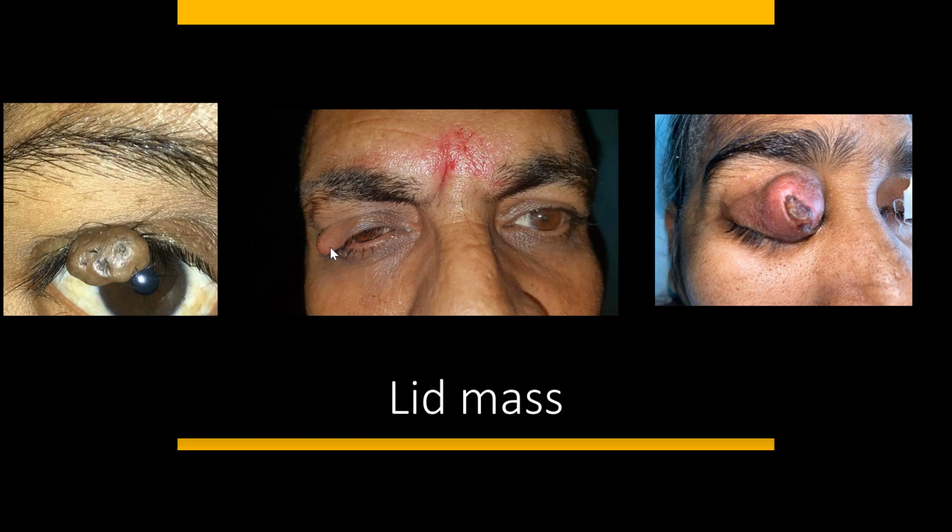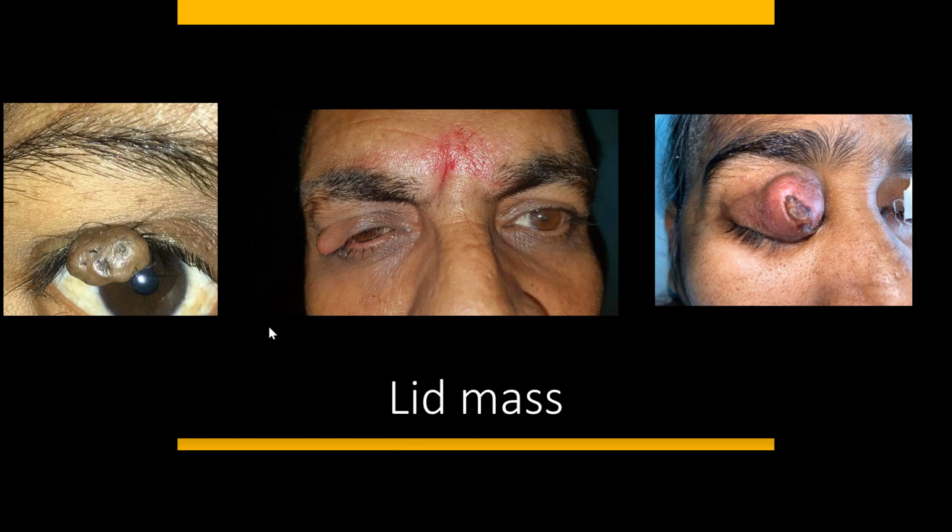Also, one more thing: when you see any lesion on the lid surface, you have to evert the eyelid and see the undersurface. Eversion of the eyelid is a very important thing, because sometimes what you see on the surface is different, and when you evert it, you'll be completely surprised. I'll show you.